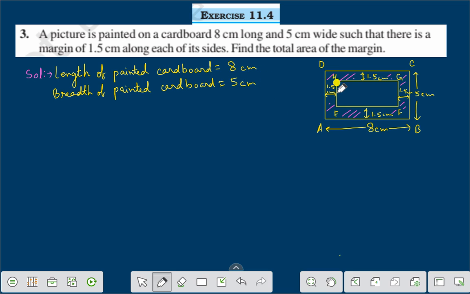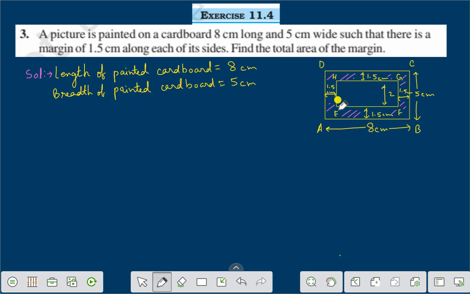Now here you see the total length is 5 centimeter, but here the width is 1.5 and 1.5. 1.5 plus 1.5 means 3 centimeter. That means this length is 2 centimeter. This length is 2 centimeter.